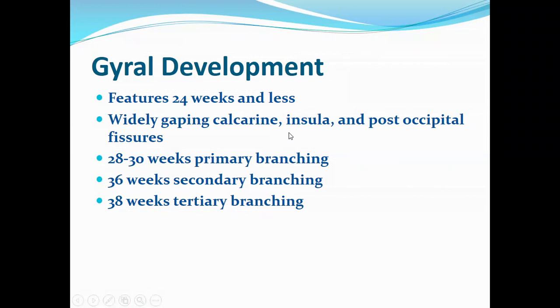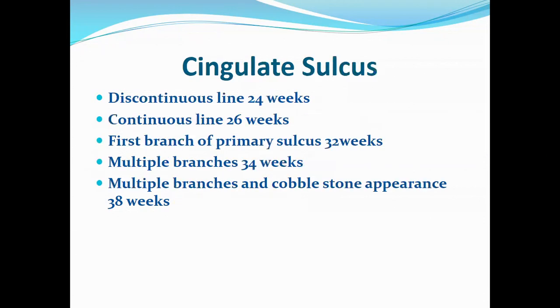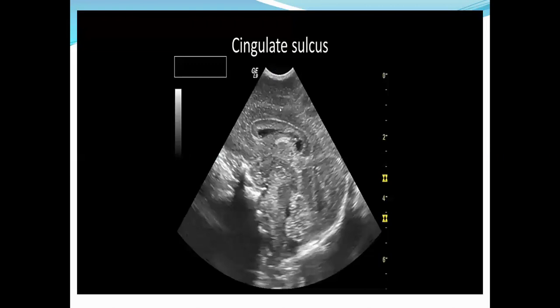Between 28 and 32 weeks, you expect primary branching. At 36 weeks, you expect secondary branching. At 38 weeks, you expect tertiary branching. The method that I use is this. This is the cingulate sulcus.